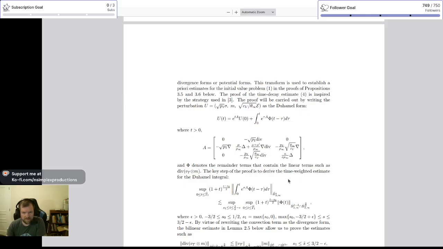The proof will be carried out by writing the perturbation U in the following Duhamel form. U of t is equal to e to the tA times U of 0 plus the integral from 0 to t of e to the tau A times phi of t minus tau d tau. That looks very similar to another Laplace transform, but I don't think it's quite the same there.